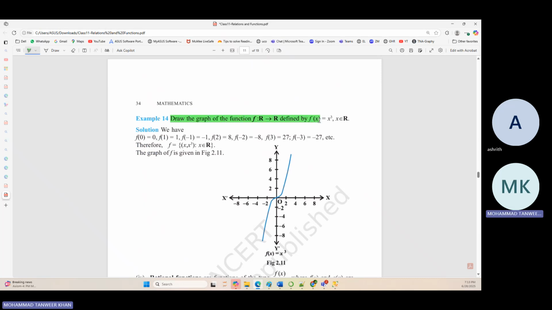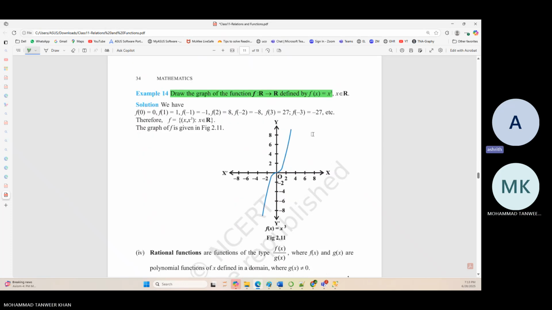Similarly, you have to draw the graph of this one, f(x) equals x cube. So this is also not an identity function. It's a polynomial. If you give x as 0, what will be the output? 0, because 0 cube is 0. If you give input as 1, what will be the output? 1. If you give input as minus 1, what will be the output? Minus 1 cube is minus 1 only.